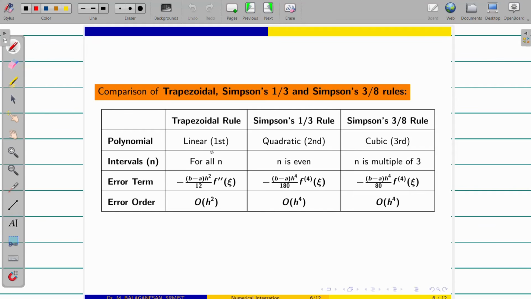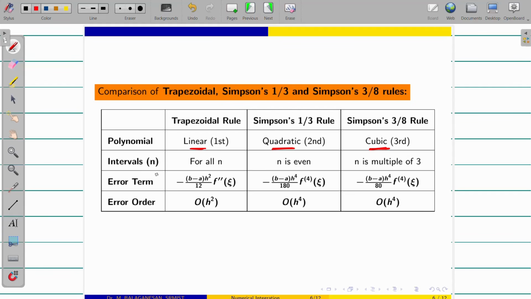For MCQ's purpose, it will be very useful one. That's why I have given particularly this. What is the polynomial of a trapezoidal rule? It will be linear, that is first degree. What about in Simpson? It is quadratic, second degree or quadratic. You can expect like that in the options while you are solving for MCQs. Simpson 3/8 rule, it will be cubic one.